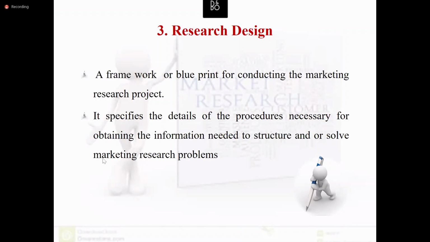Now, have you studied about sampling? Students, have you studied about sampling? Yes, ma'am. Then you may know about probability sampling and non-probability sampling.